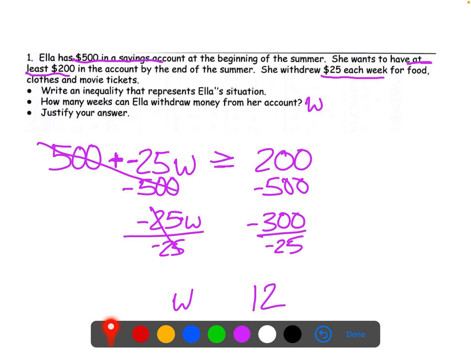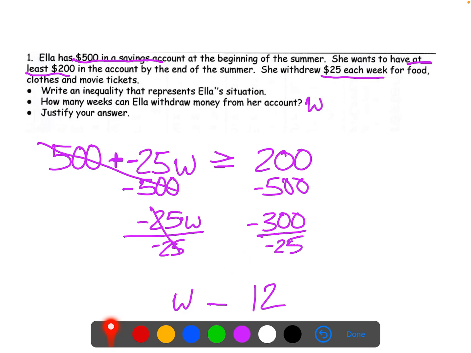So let's think about our situation. We have W representing the number of weeks that she's taking money out of her account. We said that equals 12, so we know that our symbol can still have that equal sign there. Now we need to decide, should the possible answer for the number of weeks be less than 12 or more than 12?